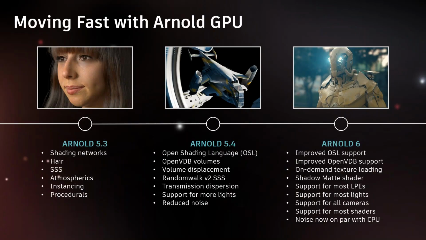So Arnold has progressed at a rapid pace in the past year or so. We've had Arnold 5.3, which added hair, SSS, and atmospheric procedurals. We had Arnold 5.4 a few months later, which added support for Open Shading Language, a random walk version of SSS, and transmission dispersion. And then we had Arnold 6 that was recently released, which improved the OSL support and obviously got the GPU out to the public.